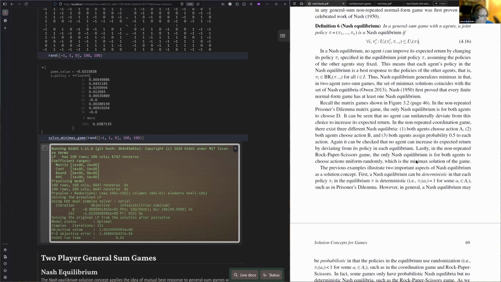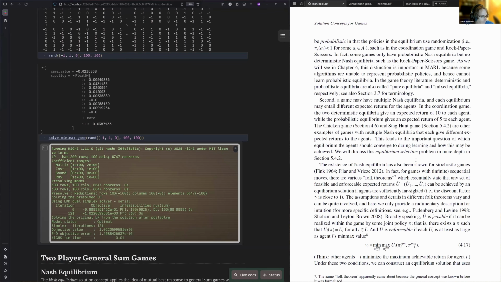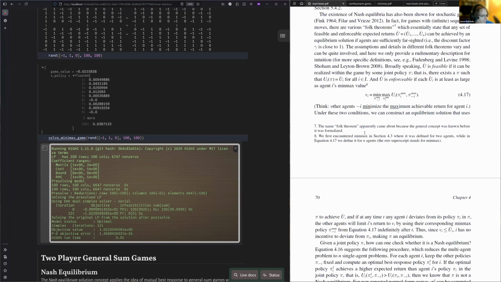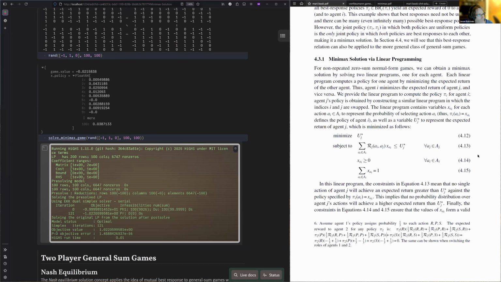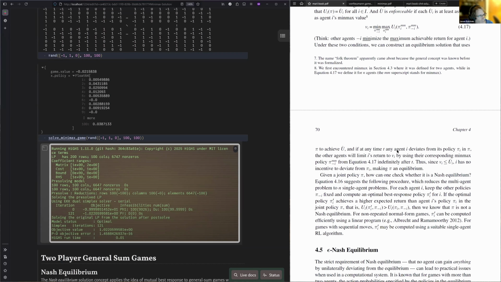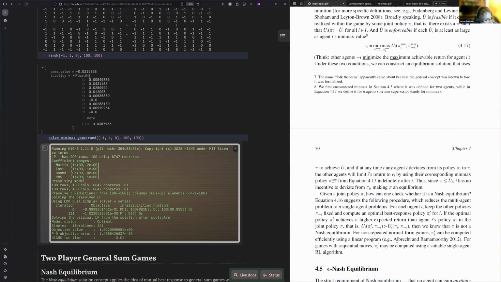And there is this comment here in the book. Let's see. Oh, yeah. So for non-repeated normal form games, that's what we've been talking about, right? Pi prime can be computed efficiently using a linear program. However, notice that they don't actually put the linear program here like we have for this one. So I'm actually not sure if the references, did anyone actually find this reference in the book or know where it is?